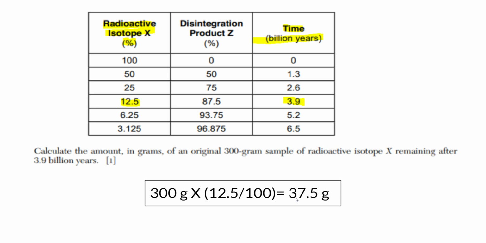And that gives me 37.5 grams, meaning I started with a 300-gram sample that was 100%. After 3.9 billion years, I'm left with 12.5%. So I'm using my starting amount and multiplying that by 12.5 divided by 100 to get 37.5 grams. This is what I have left of carbon 14. So go ahead and try questions 2A, B, C, and D.